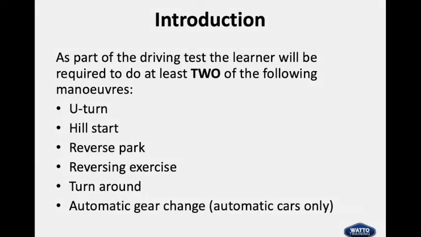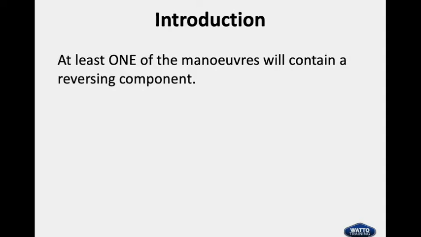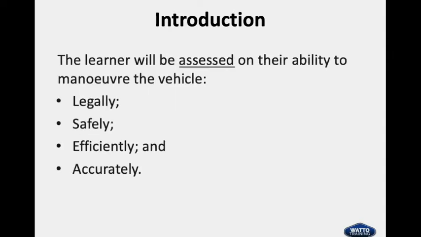As part of the Q-Safe driving test, the learner will be required to do at least two of the following manoeuvres: U-turn, hill start, reverse park, reversing exercise, turnaround, and automatic gear change. At least one of the manoeuvres will have a reversing component. The learner will be assessed on their ability to manoeuvre the vehicle legally, safely, efficiently, and accurately.